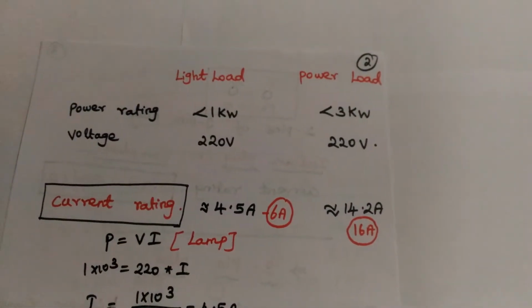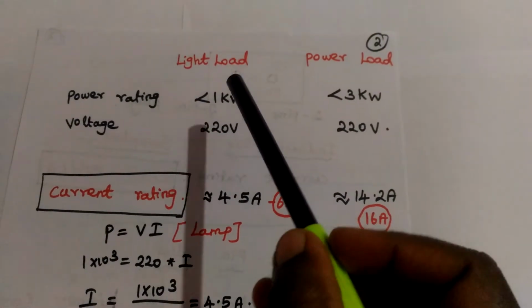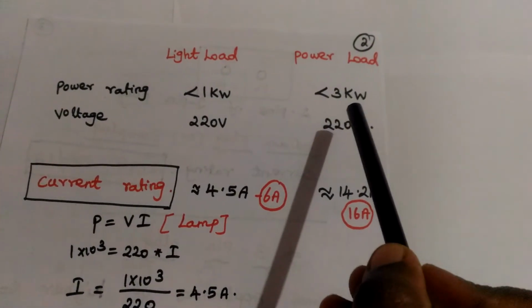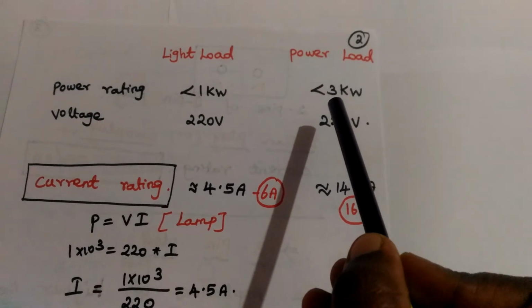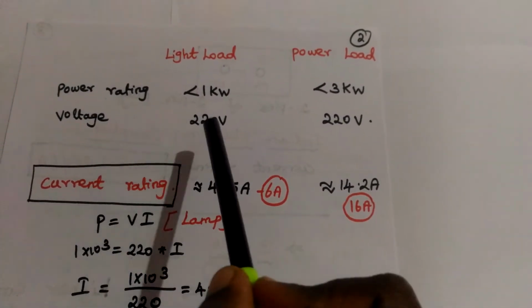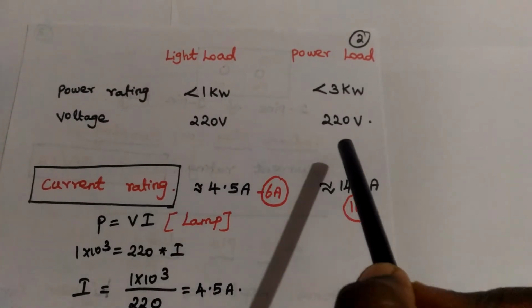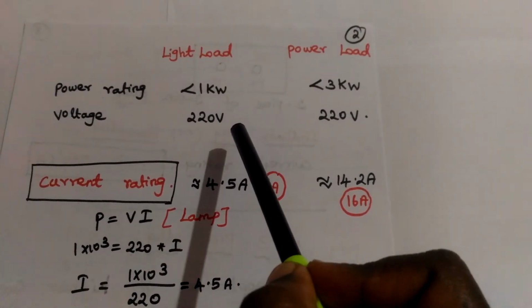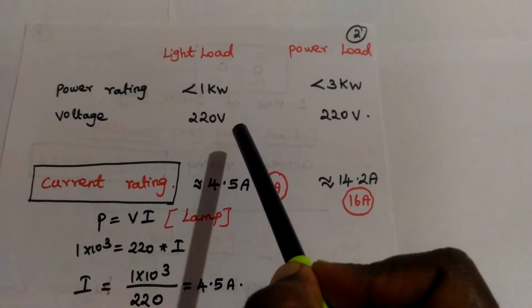So now see, in our home we have different types of loads, and the light loads normally have a power rating of less than 1 kilowatt, and the power loads have a power rating of less than 3 kilowatt. Normally we get the standard supply voltage, that is 220 volt, for light load and also power load. So now we know the power and the voltage value. From these values we can identify the current rating of the particular appliance.